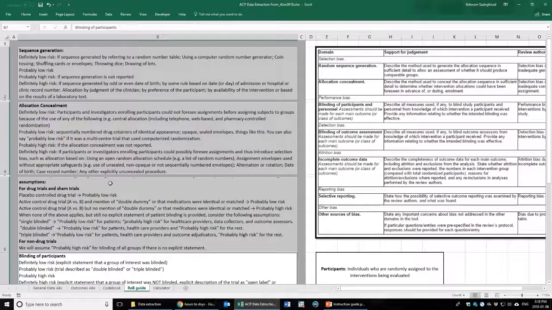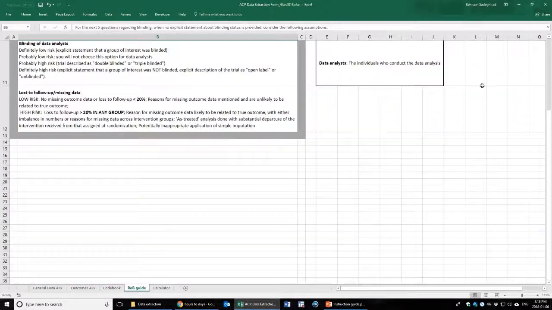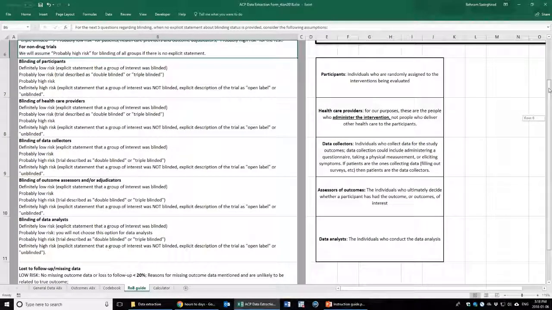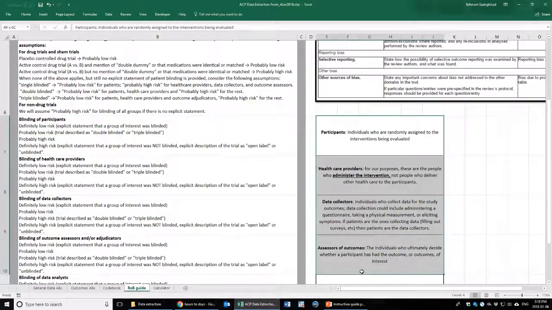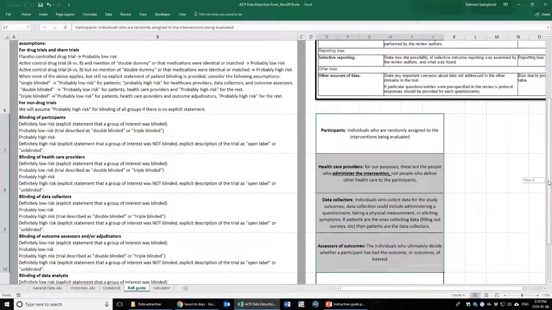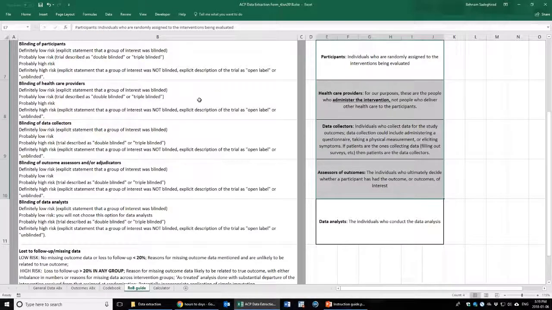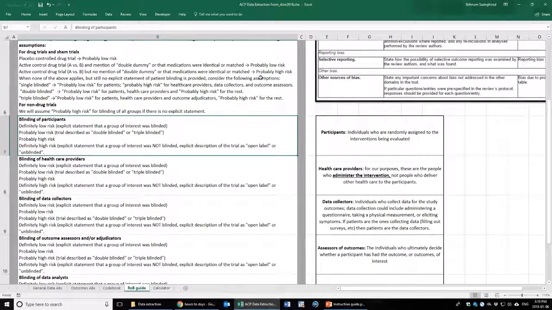For blinding, we would like you to assess the blinding status for participants, healthcare providers, data collectors, outcome assessors, and analysts. We provide our definition of these groups in the sheet. Please use our definitions as we have stated them, which may be different from how you've conceptualized these groups in other projects. Please note there are different instructions for blinding with placebo and sham trials versus non-drug trials.